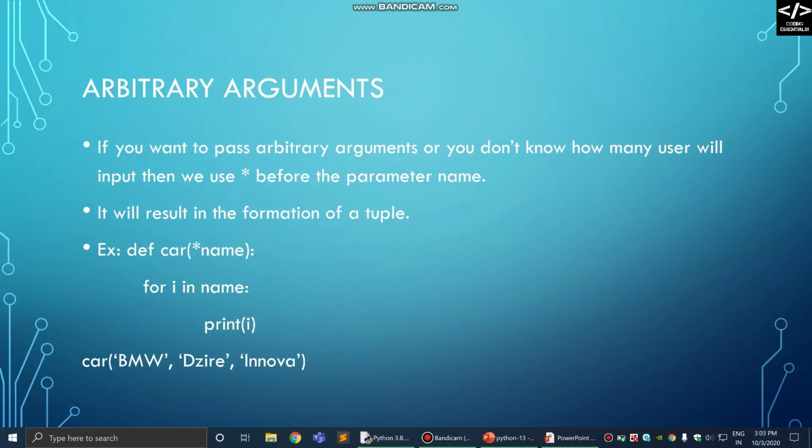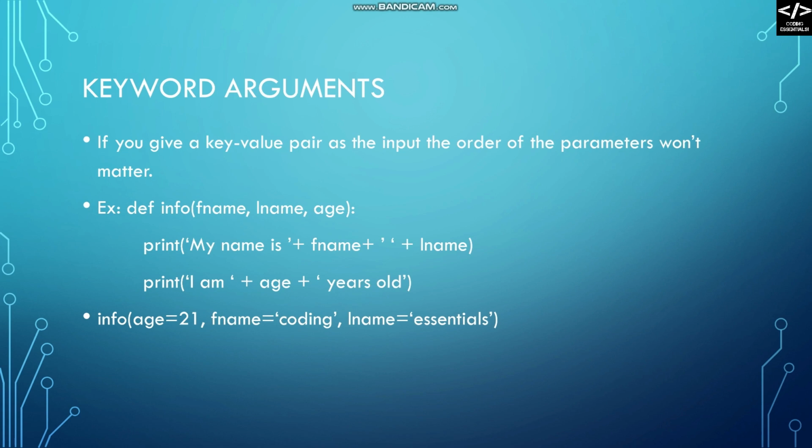Okay, moving on to keyword arguments. If you give a key value pair as the input, the order of the parameters won't matter. Okay, for example, fname, lname, age, print my name. Okay, the same code we are taking, and we'll give the value of the parameters as key value pairs. So let me show you.